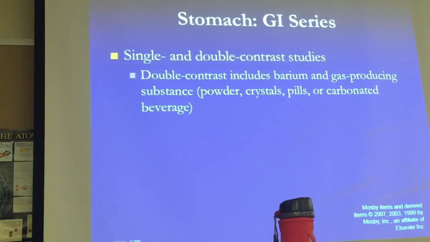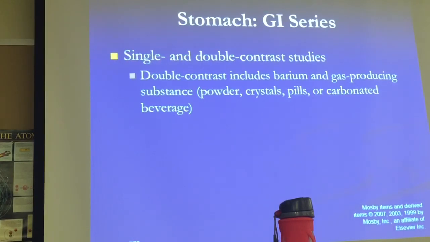All right, so the GI series. Single or double contrast can be done. Okay, double contrast includes barium and a gas-producing substance. So powder, crystals, pills, carbonated beverage, all of that will do that. Okay, the point here is to get gas in your stomach. Or like I told you the other day, what we used to do at South San Francisco Kaiser, on the straw we used to put a needle, and so when the patient was drinking the barium, they were also swallowing air, and it works really well too.